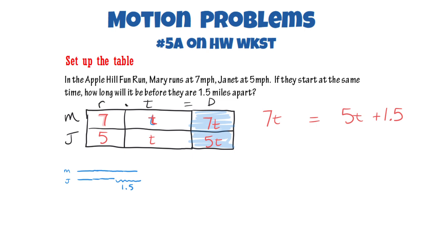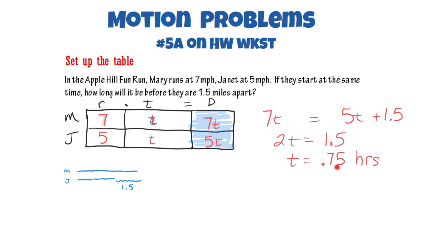Let's do the math. Subtract the 5t, divide by 2, and I get 0.75. Now let's talk about what that number means. T is time. Time is measured in hours, so I am at 0.75 hours. Now who ran that? They both ran that. They both ran for the same length of time.